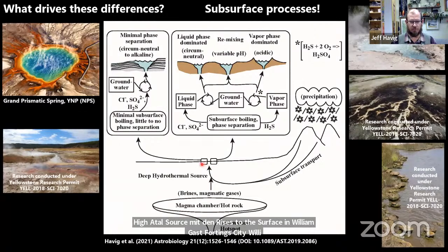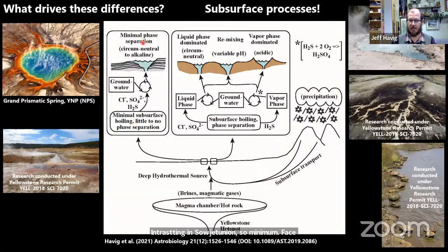And so to the left is the minimum subsurface boiling, so minimum phase separation. These are your circumneutral to alkaline hot springs. So your Old Faithfuls, your Grand Prismatic Springs fall under this. And so this is where you have the deep source coming up, there's minimal subsurface boiling. And so you just basically have the deep source coming up, interacting with groundwater and reaching the surface with minimal processing. Now, in other locations, we have phase separation.